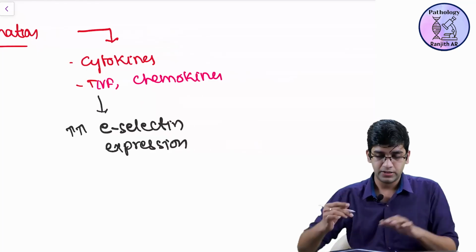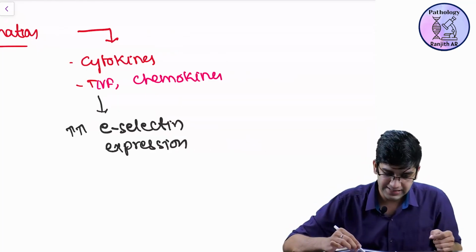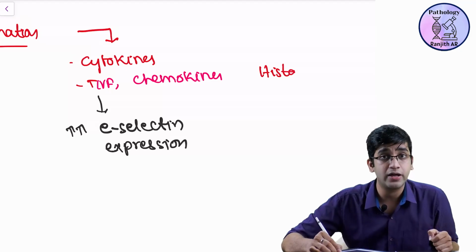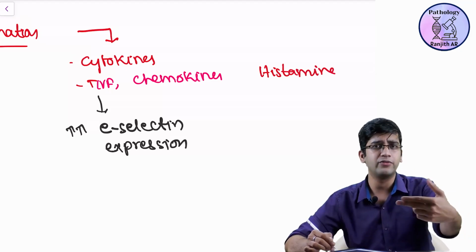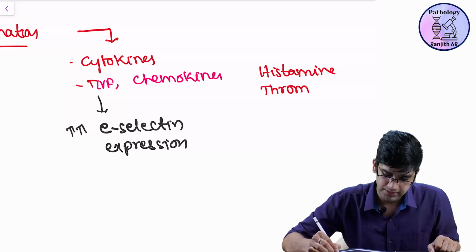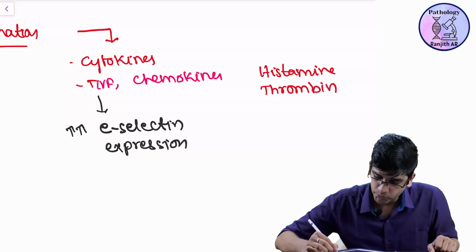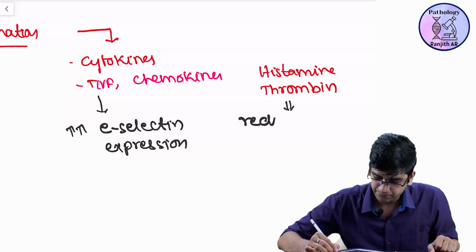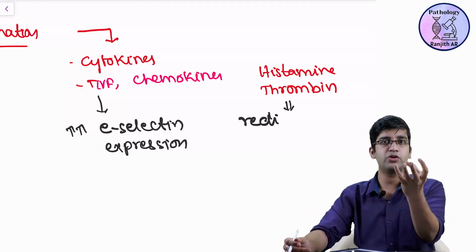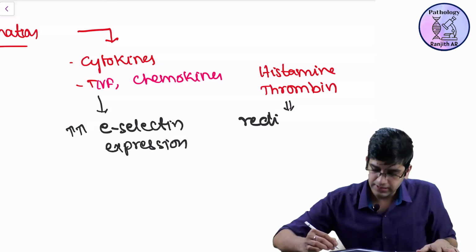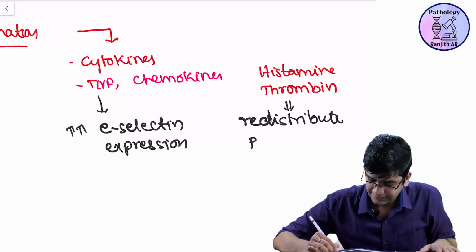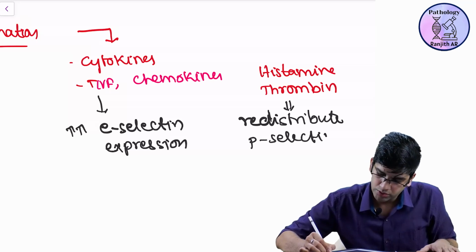That's for E-selectin. Then what's going to help P-selectin? For P-selectin, I'm going to have histamine. That also is an inflammatory mediator. We'll read all the inflammatory mediators in the next few modules. And we have thrombin. This too is going to redistribute P-selectin. Because P-selectin is stored in a Weibel-Palade body, I have to just take it from the Weibel-Palade body and put it up. E-selectin I have to synthesize, right? We'll redistribute P-selectin. This is very important.